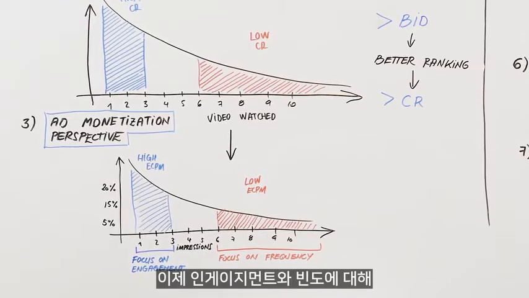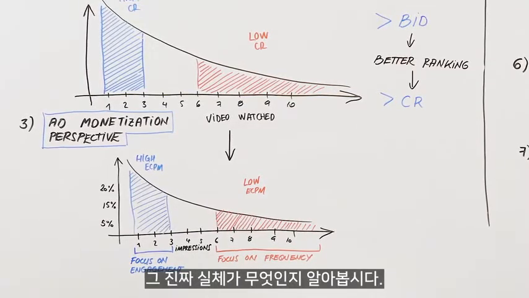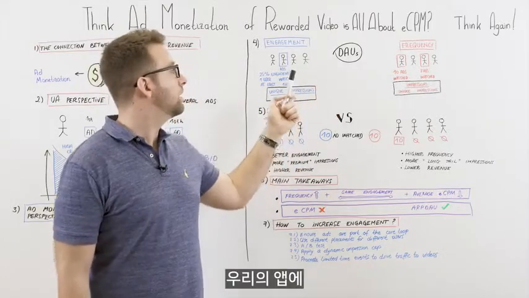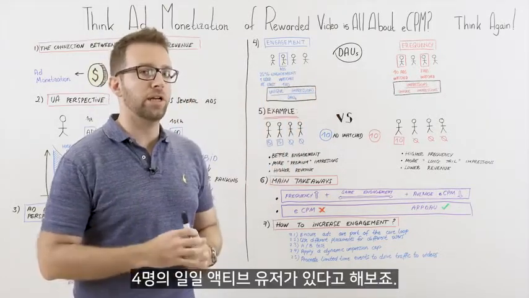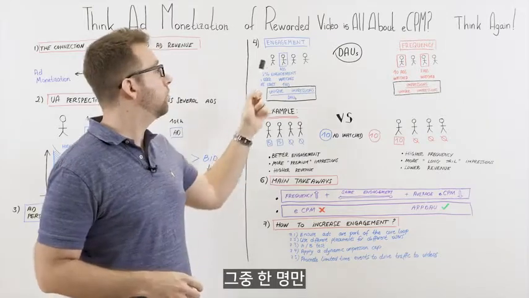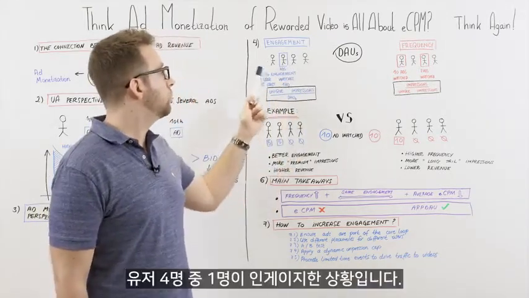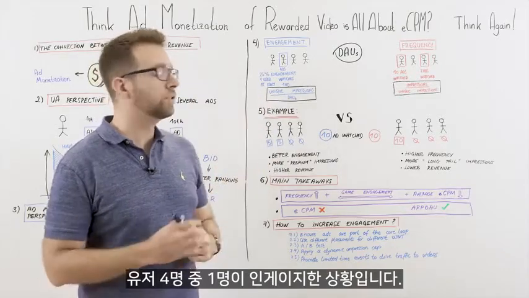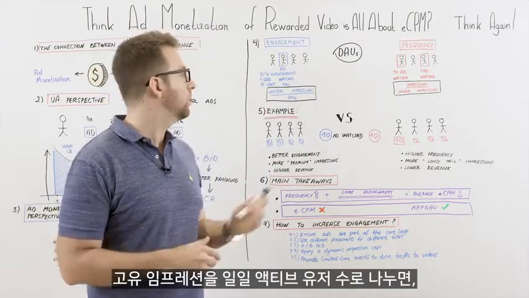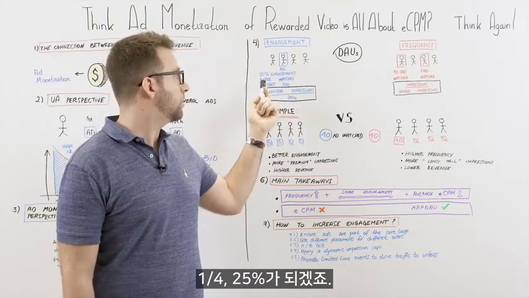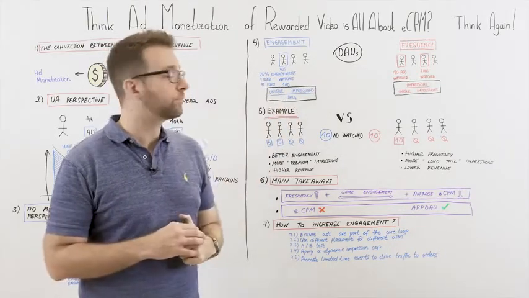As we were talking about engagement and frequency, let's see what they actually are. Let's make an example here. Let's say that in our application we have 4 daily active users, and only one of them is watching rewarded videos. In this case, 1 out of 4 users is engaged. So unique impressions divided by daily active users would be 25%, 1 out of 4.